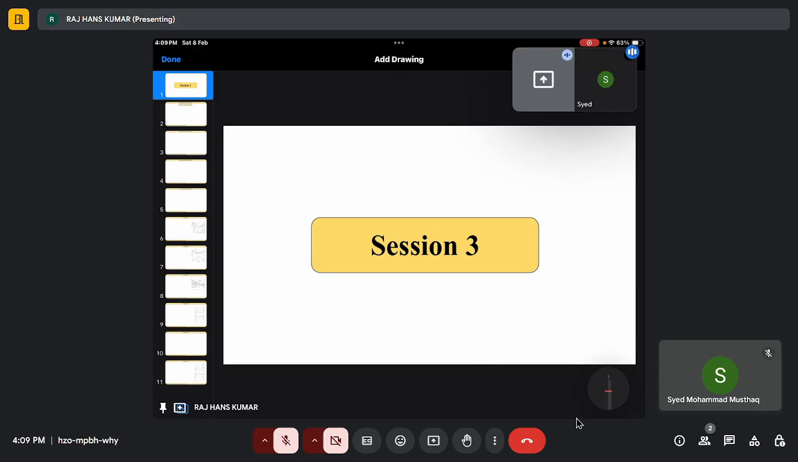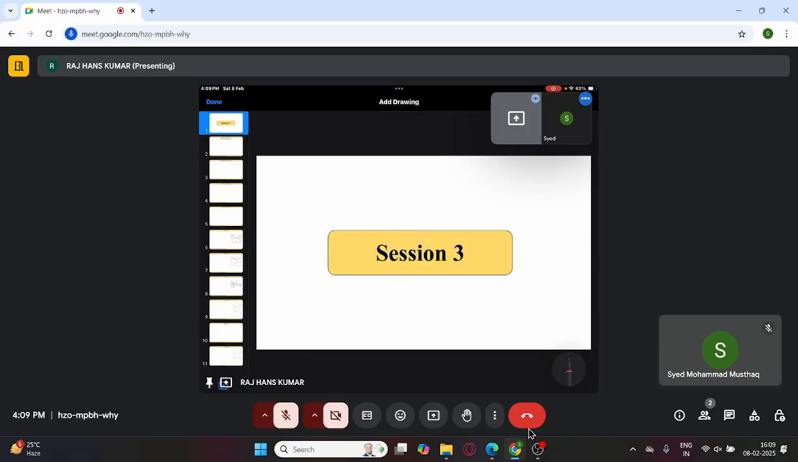There are a few phase diagrams that I haven't discussed in the last session. So I will cover those in today's session. Let me check whether I'm recording.